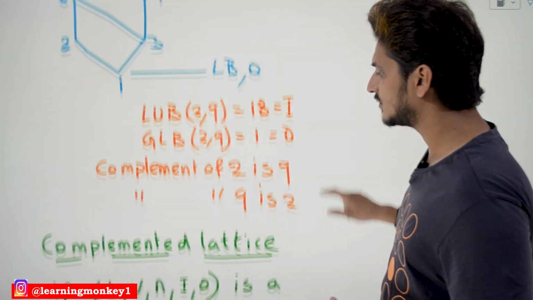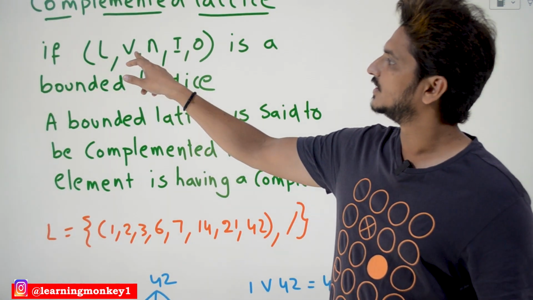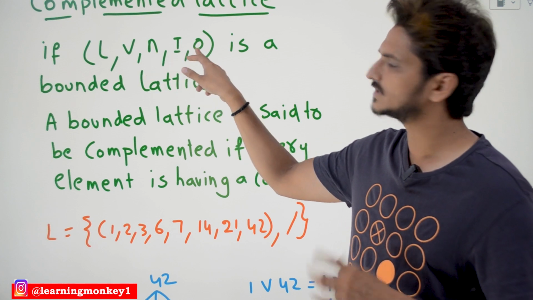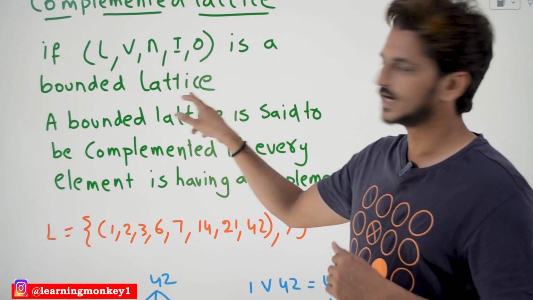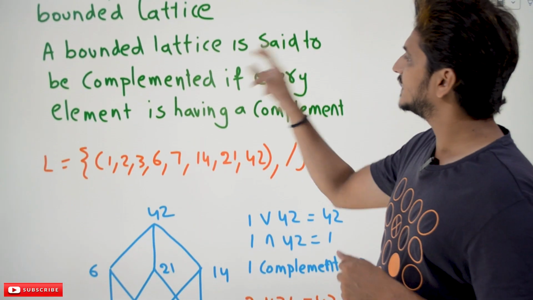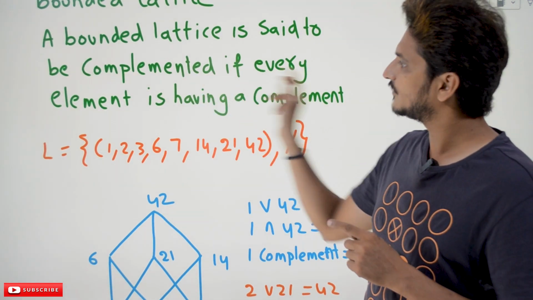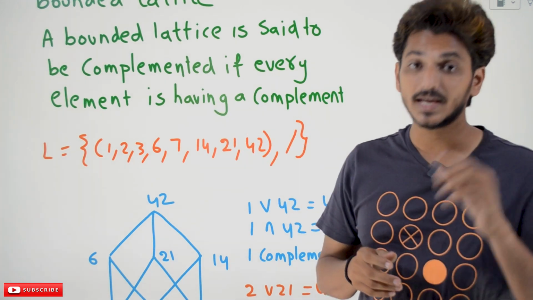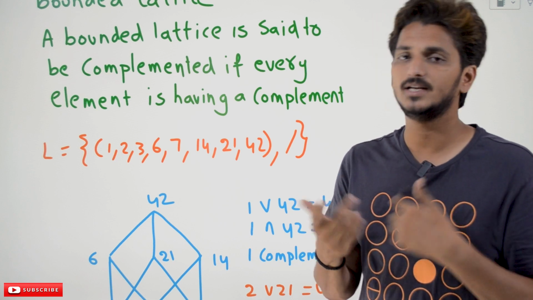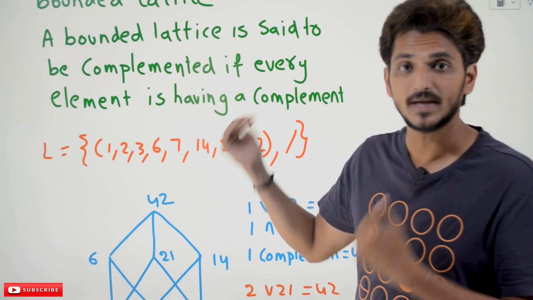Now coming to the definition of a complemented lattice. If you take L, meaning a lattice, with the symbol for least upper bound and the symbol for greatest lower bound, and O meaning upper bound and lower bound, if this L is a bounded lattice, then a bounded lattice is said to be a complemented lattice if every element has a complement. You take any element, it should have a complement. If that happens, then we say it is a complemented lattice.